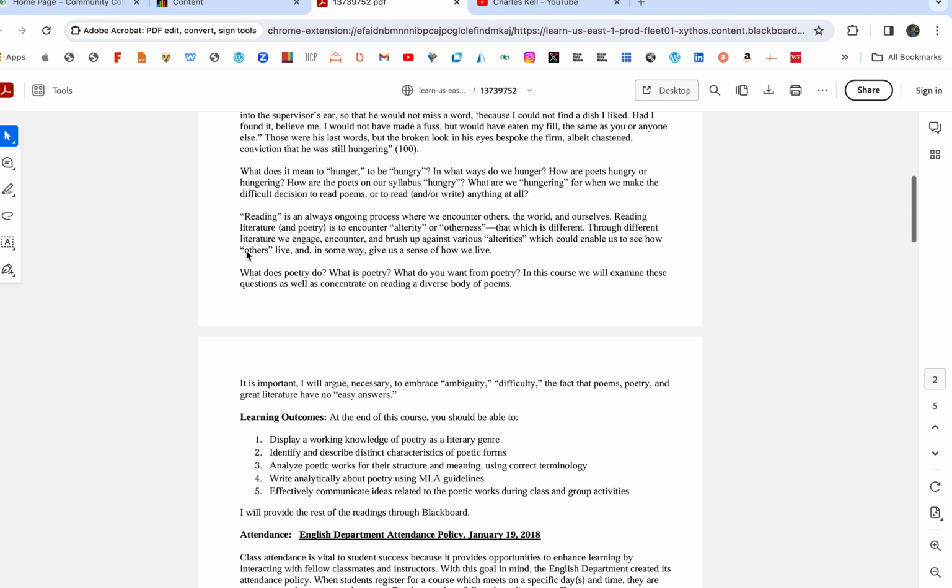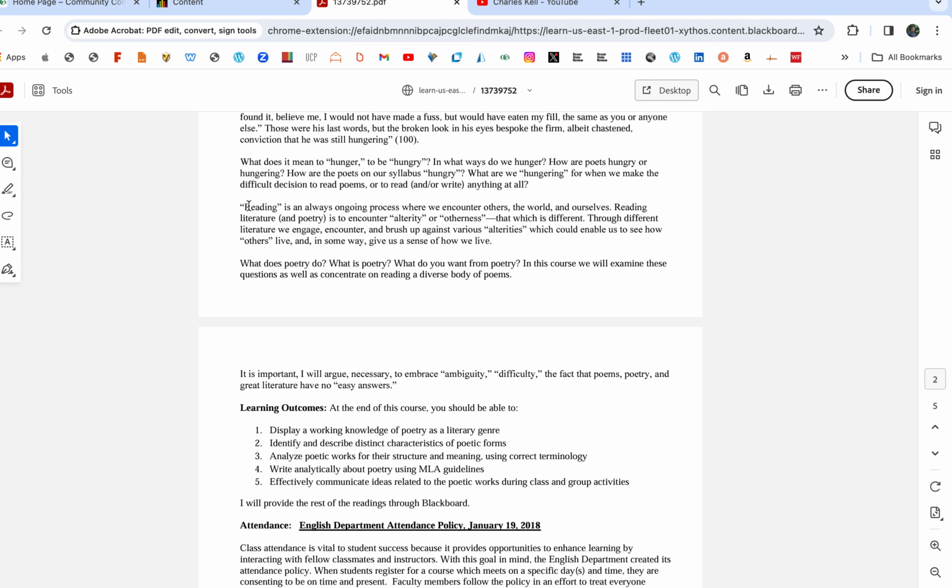And I'm following this with my description of reading here. Reading is an always ongoing process where we encounter others, the world, and ourselves. Reading literature and poetry, then, I argue, is to encounter alterity or otherness, that which is different. You can think of differences in all of its manifestations.